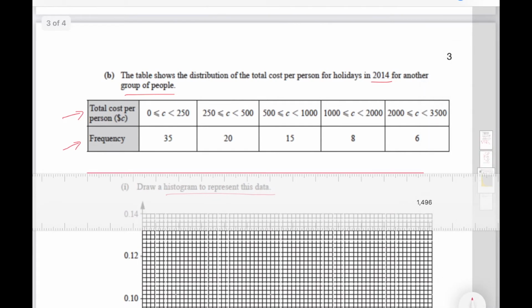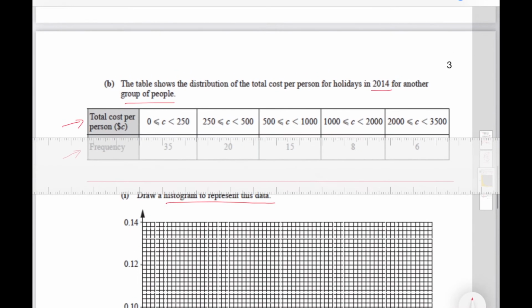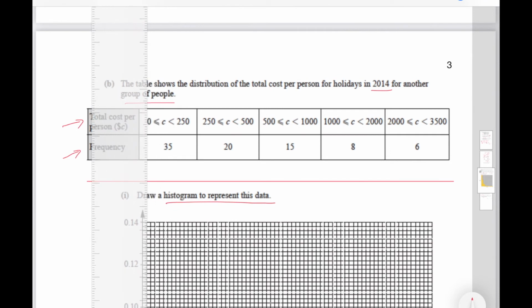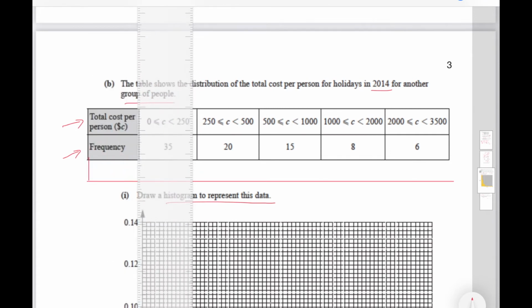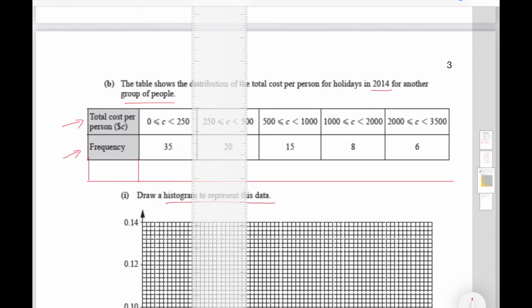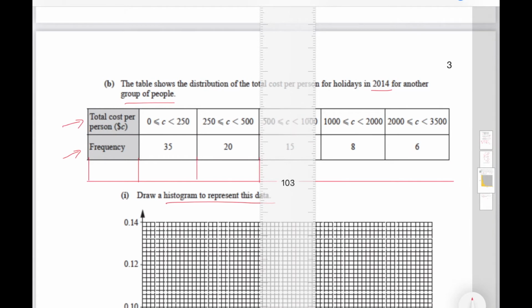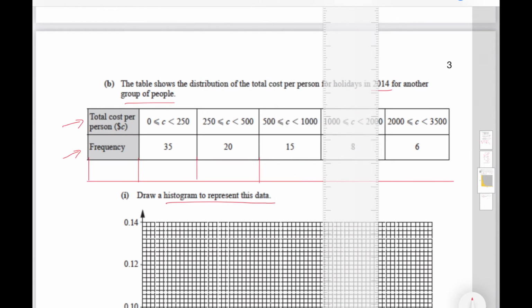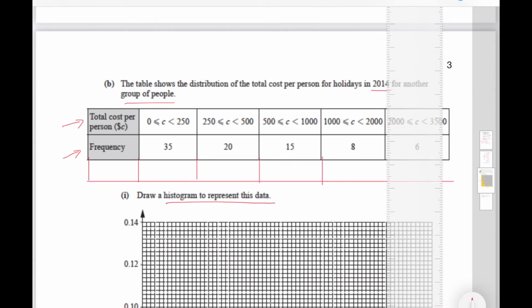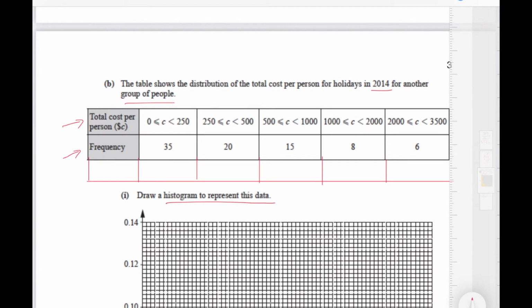First of all, we do this. Then we put these lines over here because I'm going to be using the frequency density row so that we can mark all these values on the histogram and complete it. Okay, so this last row is going to be frequency density.